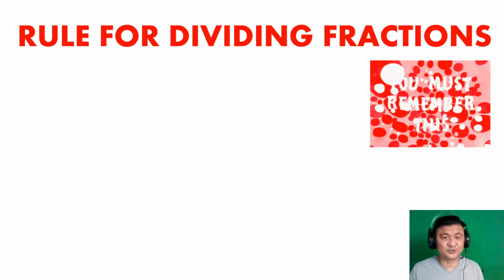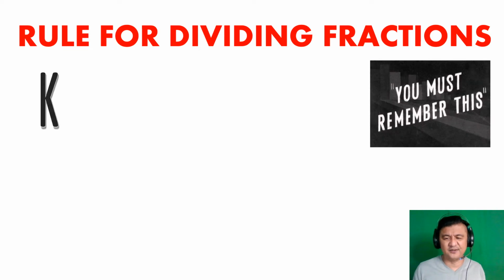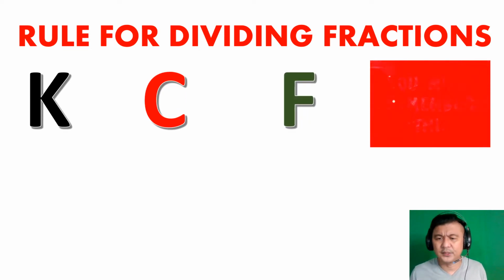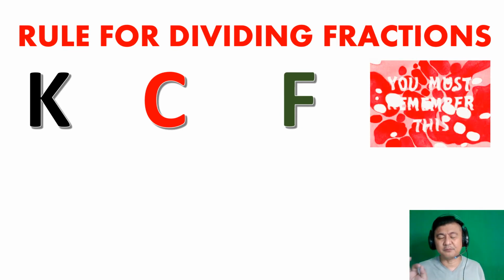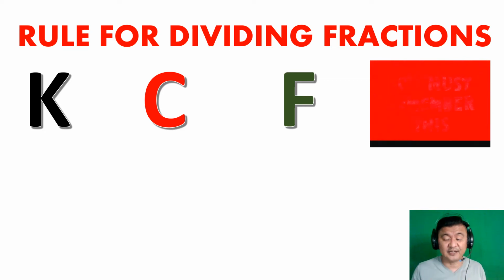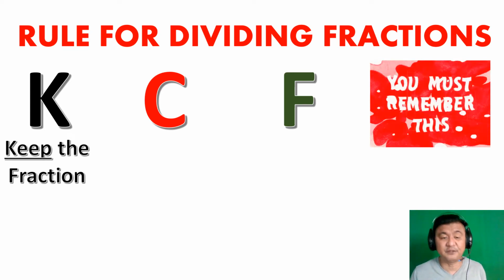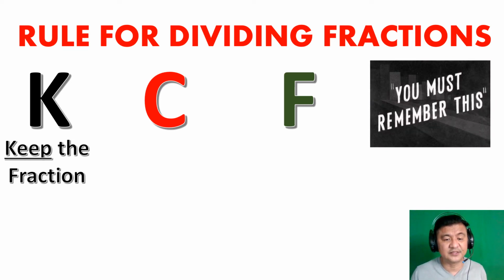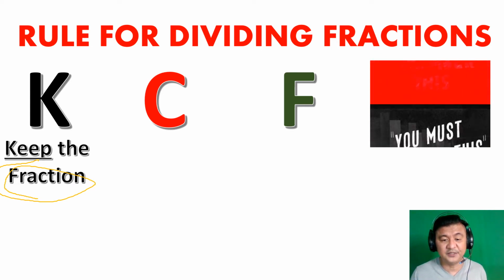Okay, here we go. These are the rules for dividing fractions. Check out these letters. K, C, F. Oh, wait, is that the fried chicken? No, no, the fried chicken is KFC, but this is the reverse, KCF. Now, each of these letters would mean something. K means keep the fraction. Take note, I want you to keep the fraction, all right? I want you to keep the fraction, not mixed forms.